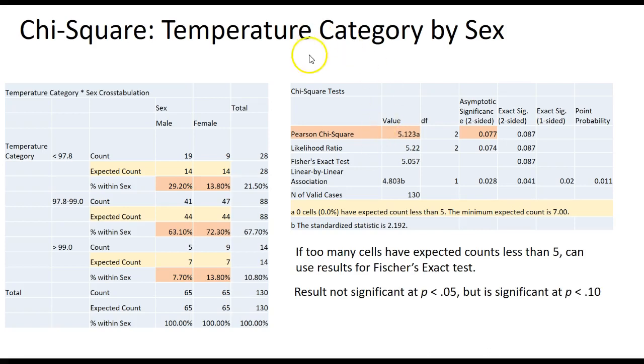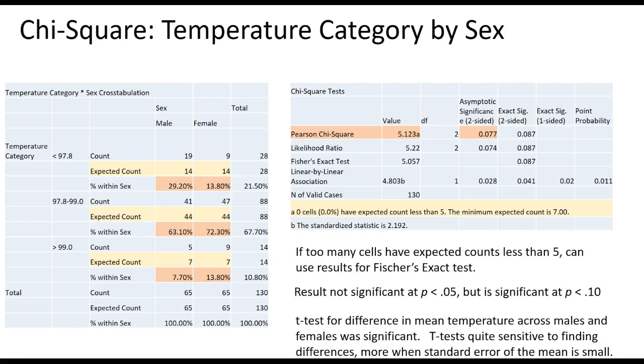Now, by looking at this chi-square test result, you can see that the results were not significant at the typical p-value of less than 0.05. But it was significant at a p-value of 0.10, which is rarely used in the literature. But I think it is helpful as we interpret the results to know that it was close to significant, and it is not inappropriate to point that out.